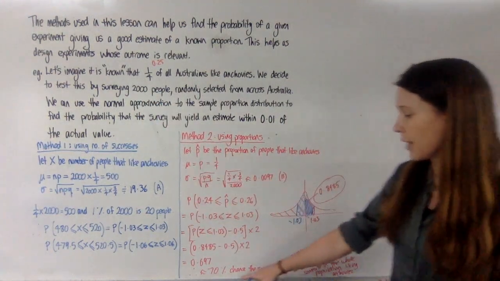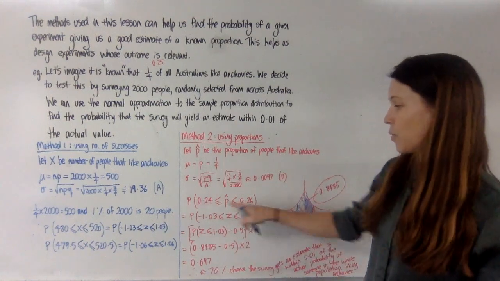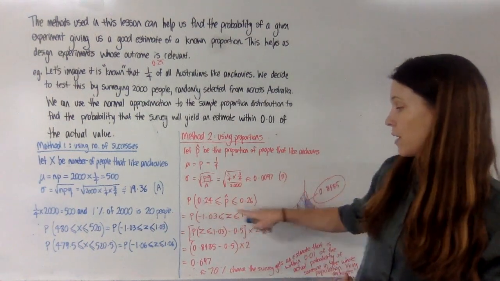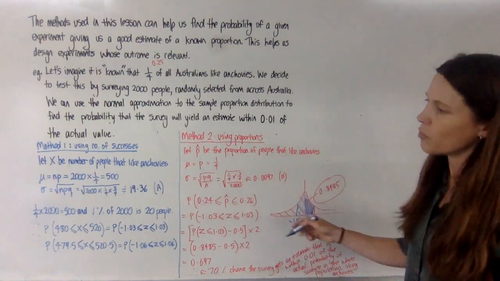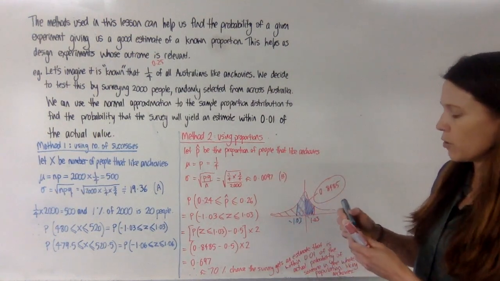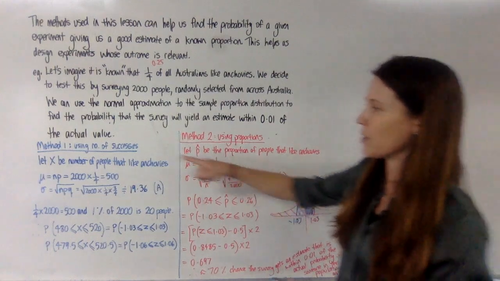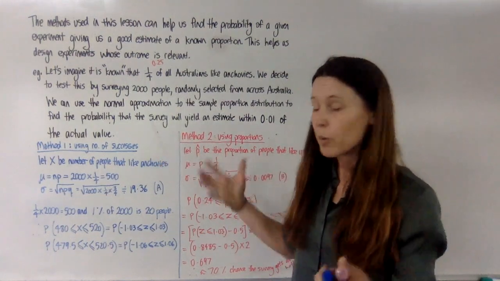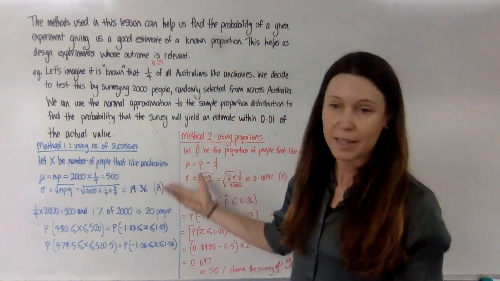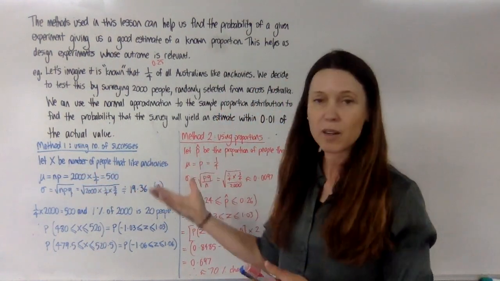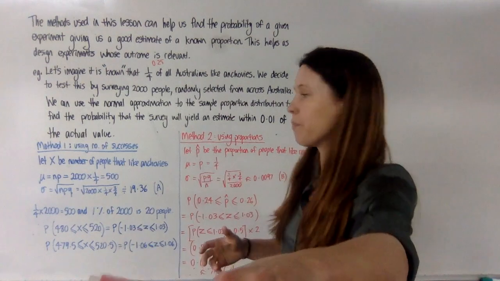Now, maybe I would like to find what are the chances that it's between 0.23 and 0.27. I could put in whatever parameters I like, but the methodology will be the same. Now, how could we do it if we didn't know how to work with proportions and we just used the number of successes? Well, we could actually work just fine. We could just say, let X be the number of people that like anchovies. We'll just let our variable be an actual number of people.